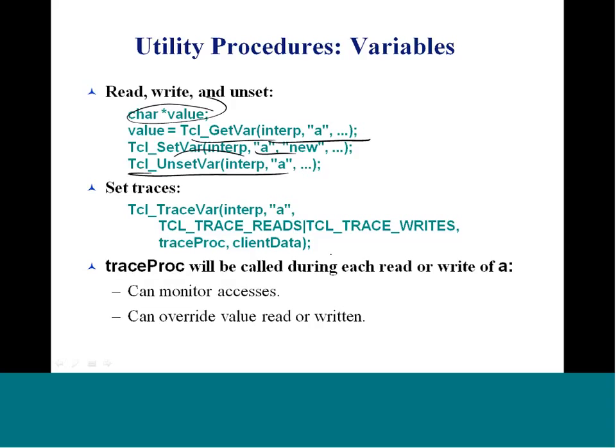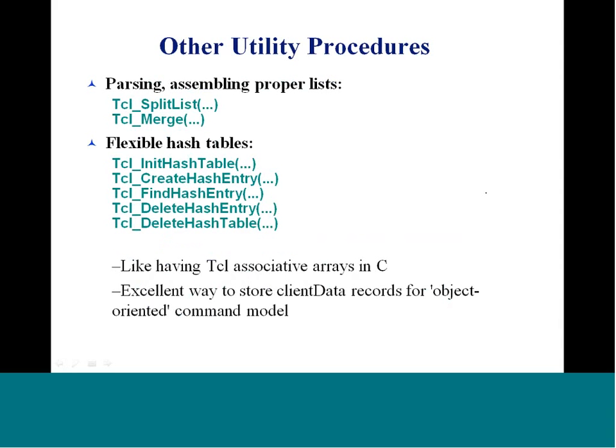And then we can set traces. So with the interpreter, Tcl_TraceVar with TCL_TRACE_READS enables the read traces, and TCL_TRACE_WRITES the write traces, basically those two, and then the trace proc, the command, and the client data. So the trace proc will be called during each read or write of a monitored variable, and then it can override any value read or written.